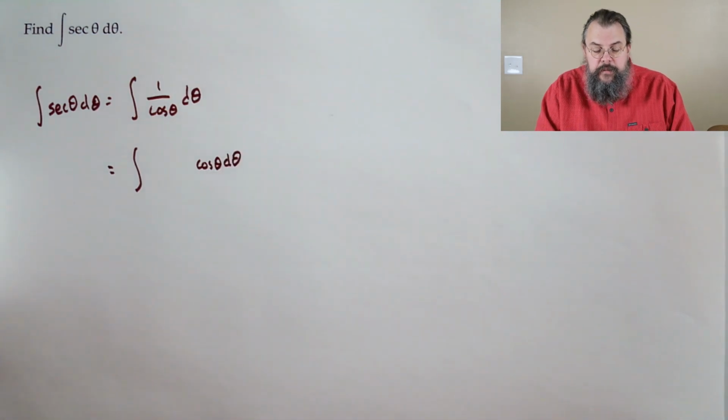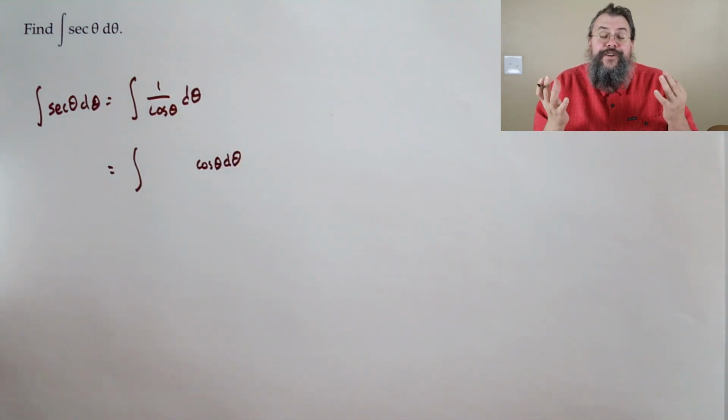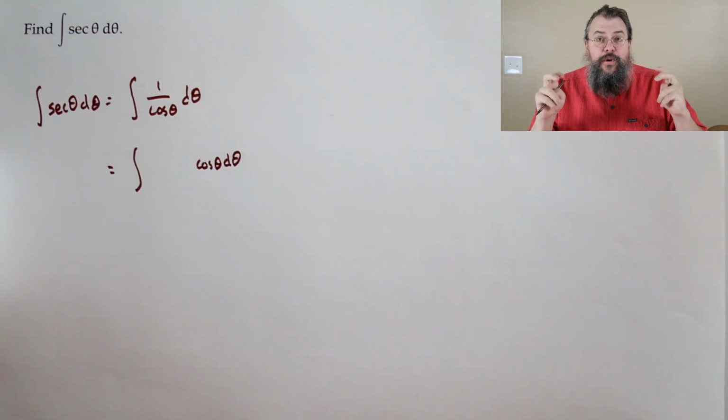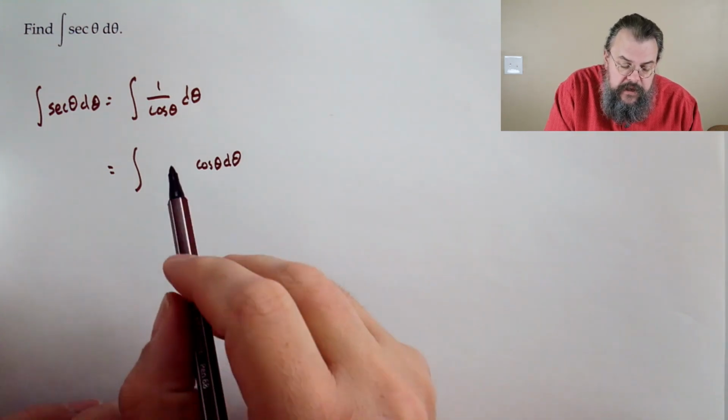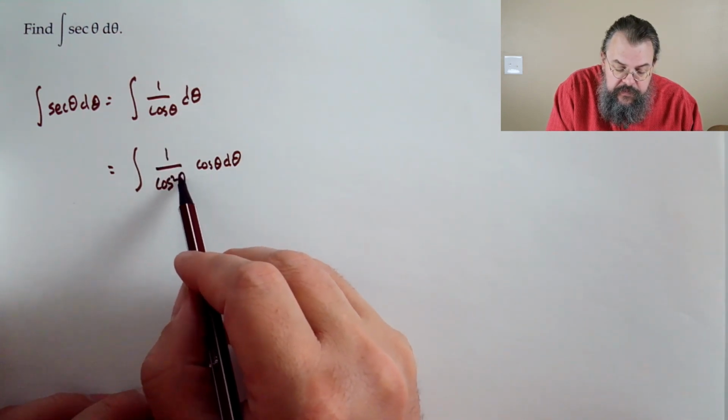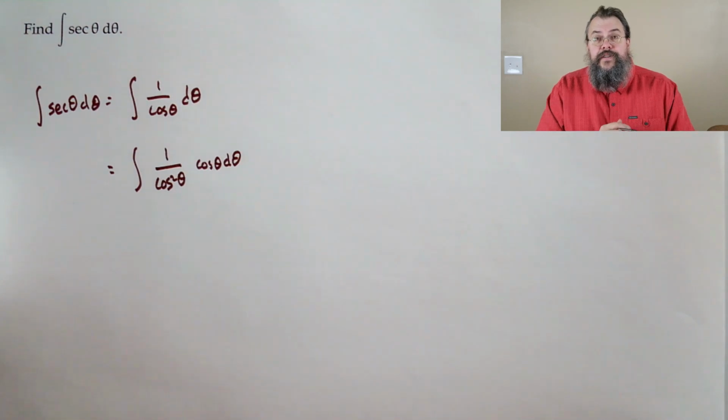Now at this point you're probably saying, but how? There's not a cosine theta upstairs. The cosine theta is downstairs. How do we pull it out? Well, the answer is, of course, you multiply both top and bottom by cosine. So it's 1 over cosine squared times cosine.